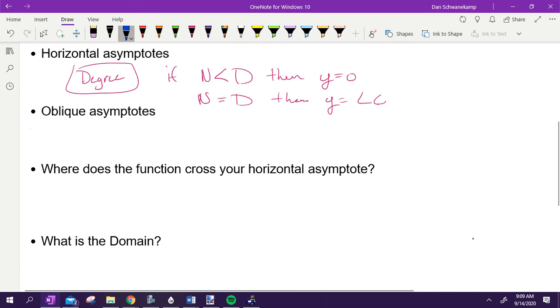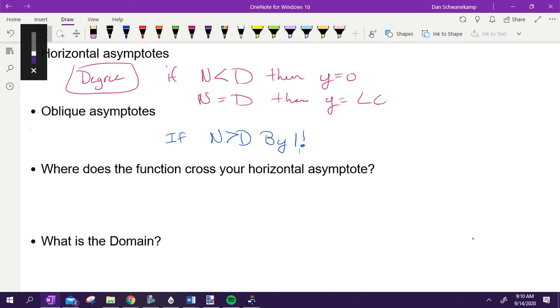Herman, what about oblique asymptotes? If numerator is greater than denominator by 1, then we have an oblique asymptote. It's a slanted line. We do long division. Can we do synthetic division? Yeah, if our degree on bottom is 1, then yes. Can't always do it, but if we can, do synthetic. If not, do long division. We're good at both of them at this point anyways.